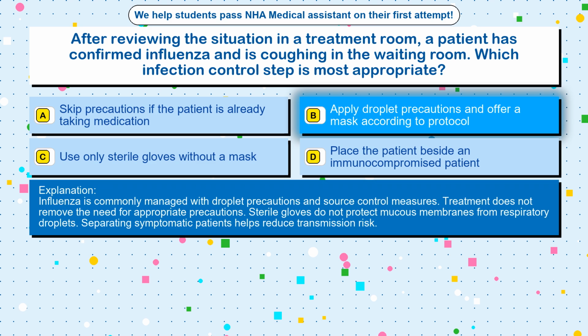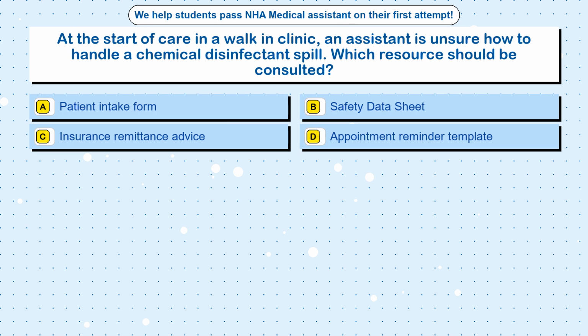Influenza is commonly managed with droplet precautions and source control measures. Treatment does not remove the need for appropriate precautions. Sterile gloves do not protect mucous membranes from respiratory droplets. Separating symptomatic patients helps reduce transmission risk. Question 51. At the start of care in a walk-in clinic, an assistant is unsure how to handle a chemical disinfectant spill. Which resource should be consulted?